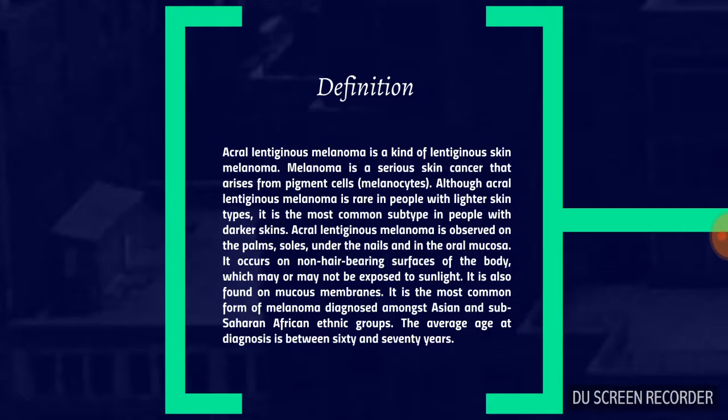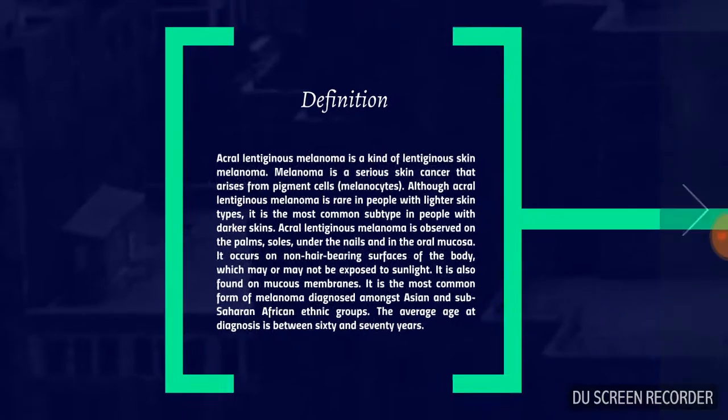It is the most common form of melanoma diagnosed amongst Asian and Sub-Saharan African ethnic groups. The average age at the diagnosis is between 60 and 70 years.